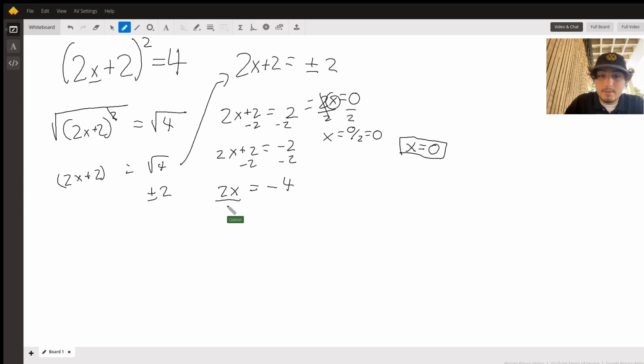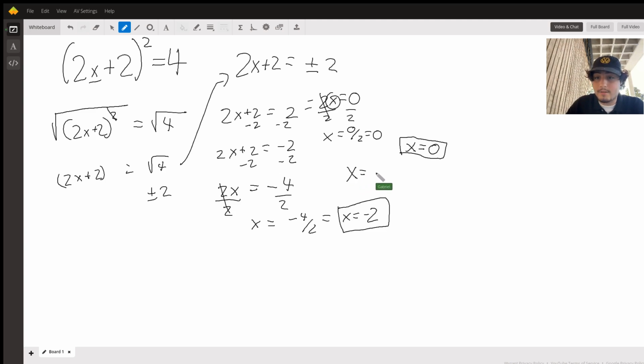And to isolate the x, we just do what we did before, divide by 2 on both sides to cancel out this 2. And it's going to leave us with x is equal to negative 4 over 2. You can simplify this negative 4 over 2 into just x = negative 2. So this is also going to be a solution. So your final answer is going to be x is equal to 0, comma, negative 2. And that will be your final answer.